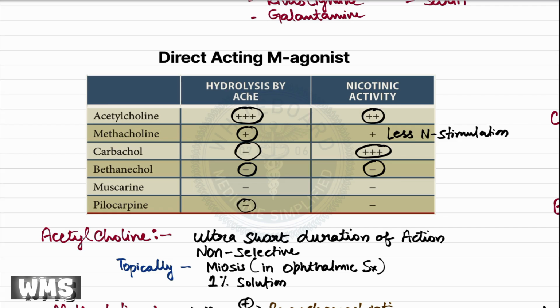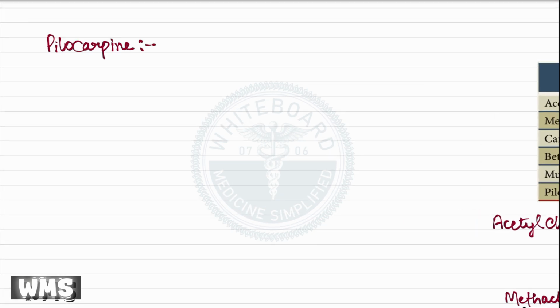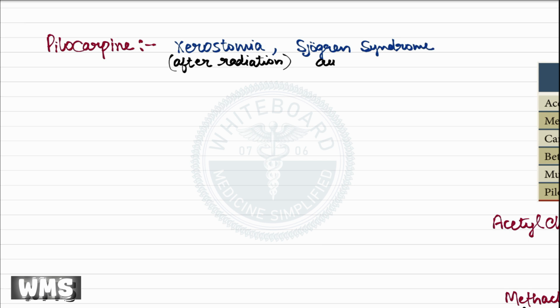Pilocarpine is not hydrolyzed by acetylcholinesterase and acts mainly on muscarinic receptors, especially those present in exocrine glands and the eye. It is commonly used to treat xerostomia, that is, dry mouth, that occurs after head and neck radiation therapy, or in patients with Sjogren syndrome, an autoimmune disease that mainly affects women and damages the salivary and lacrimal glands, leading to reduced saliva and tear production.